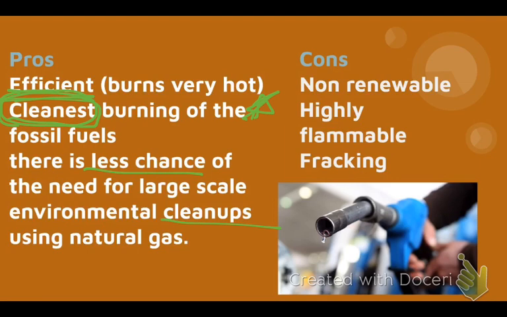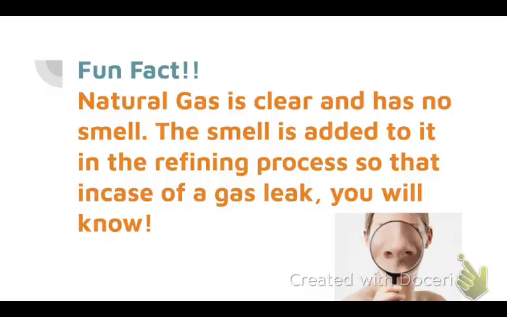The downsides: it's not renewable. So again, when it's gone, it's gone. It's also very flammable. Gas, if it catches on fire, you're going to get a big explosion. That's a very bad thing. And then also fracking. Fracking is very dangerous and leads to a ton of pollution, and we really don't know, because it's so new, the effects it's going to have on us down the road.